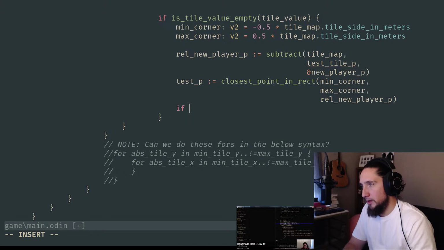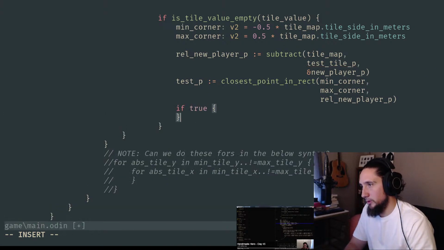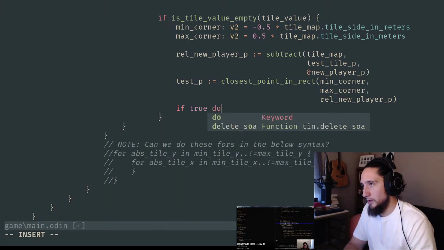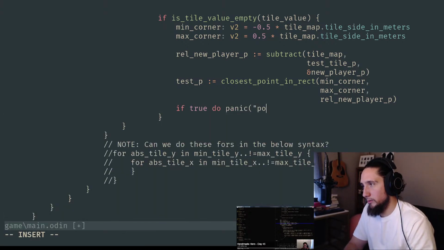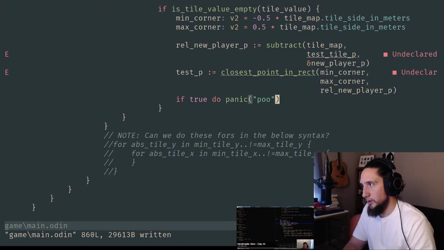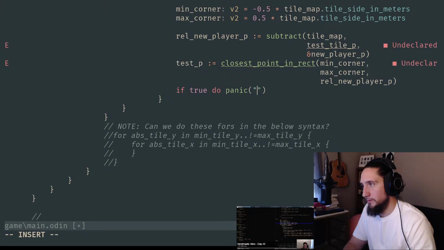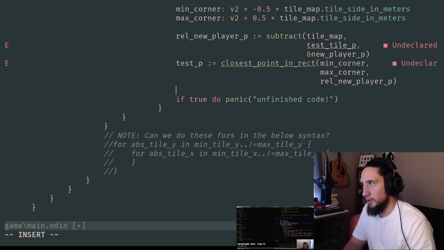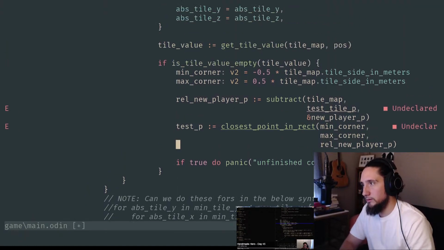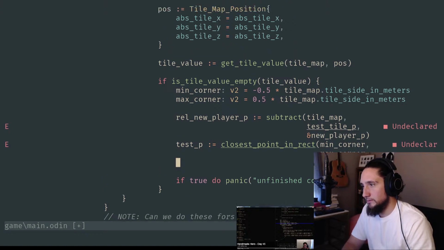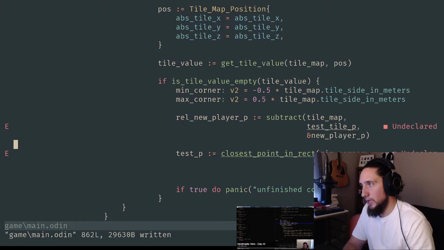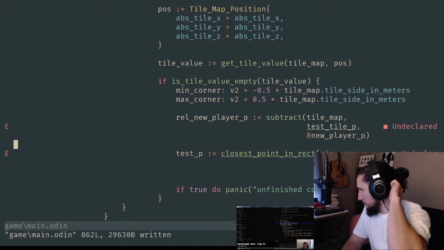So if true, whatever, we'll just do panic. So we know for sure that it is unfinished code. We won't get this looking the way it needs to look today, but next week, right?